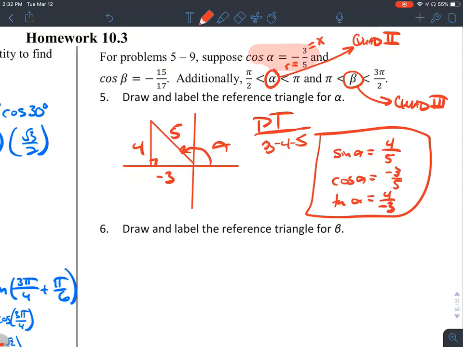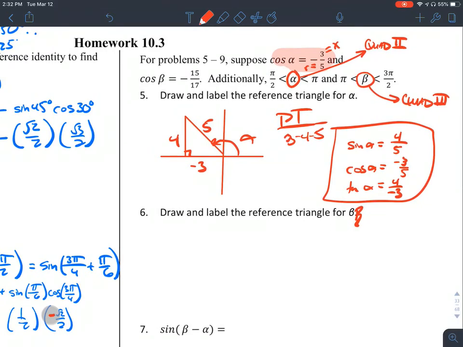We're going to use those to find some answers to some other questions. Question 6, draw and label the reference triangle for beta. That beta looks terrible. We know that's in quadrant 3 due to our parameters.